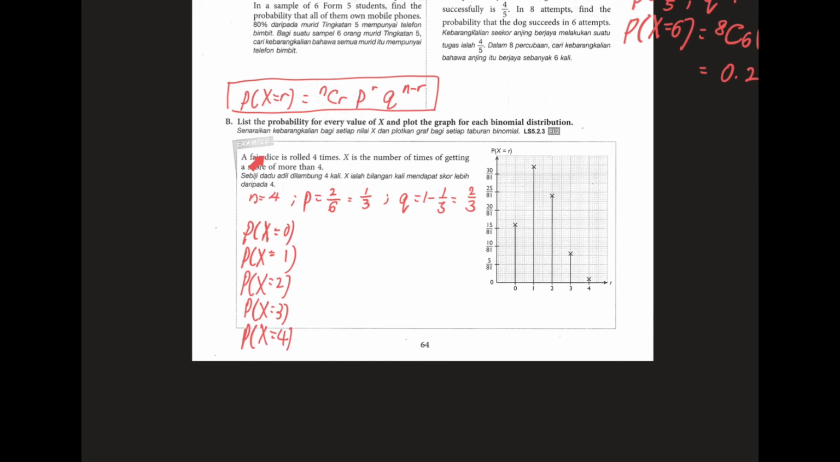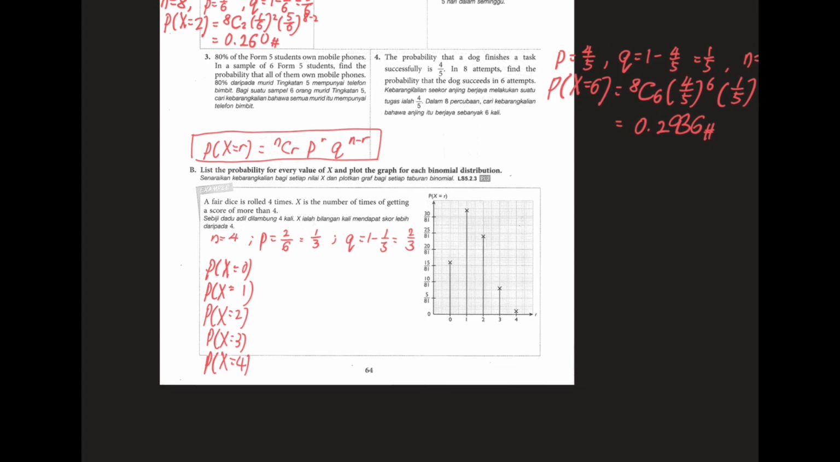If n is 5, count all the way from 0 to 5. So if n is 10, maybe you feel like, oh, headache, I have to count 0 to 10, but we are using a calculator. How to use the calculator? Okay, so we have to key in like this. You have to key in your calculator in this way.